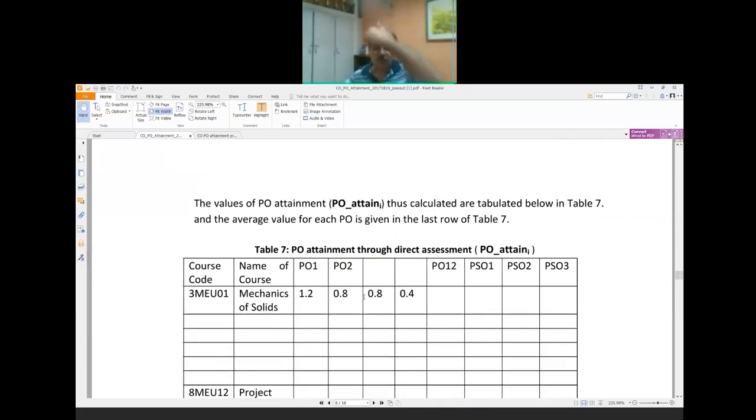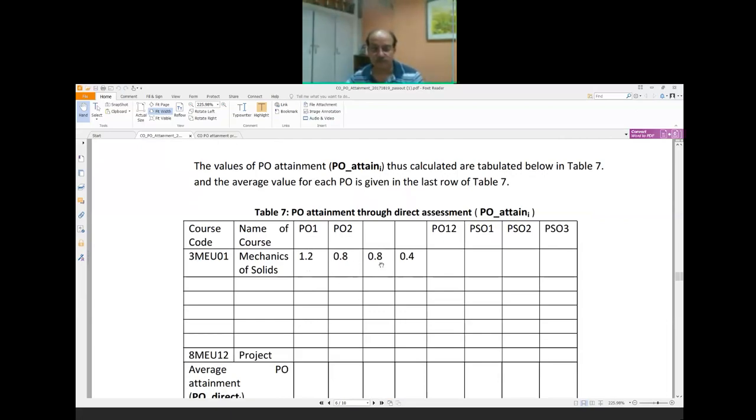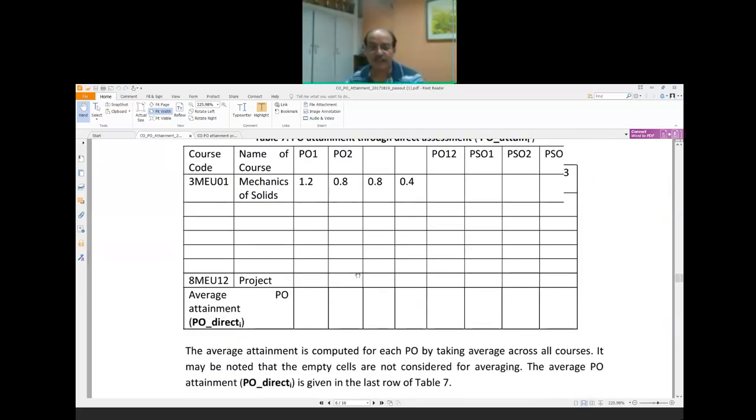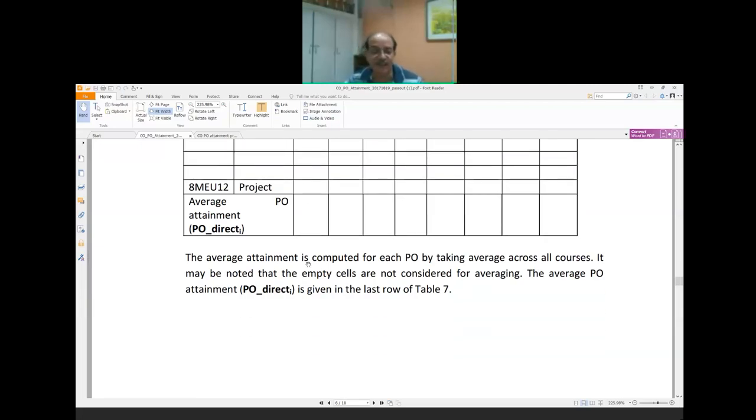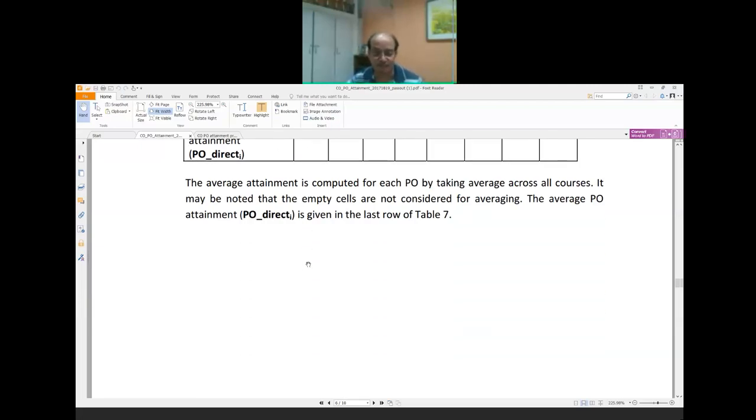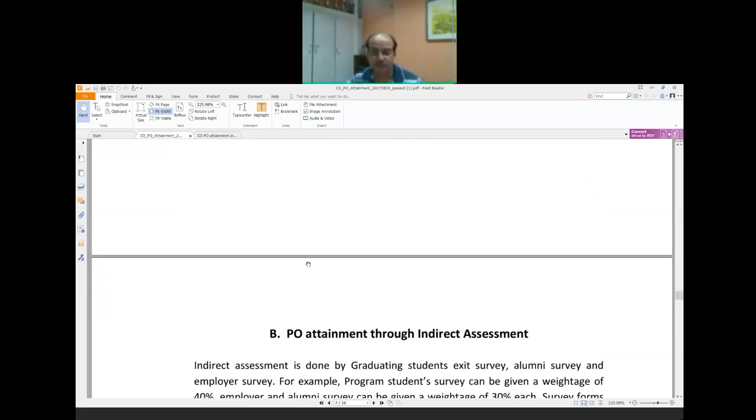So this is how we define these attainments. For each of the courses, I define particular attainments. And if I would like to calculate the attainment for a program, what I do is find the average of all of these values. That will give me, corresponding to this particular PO, the attainment in this particular program.